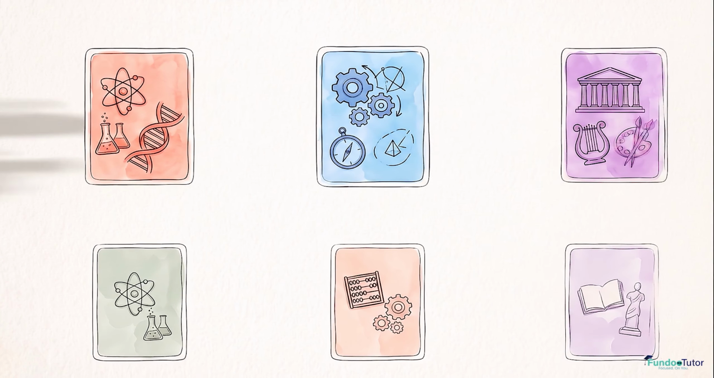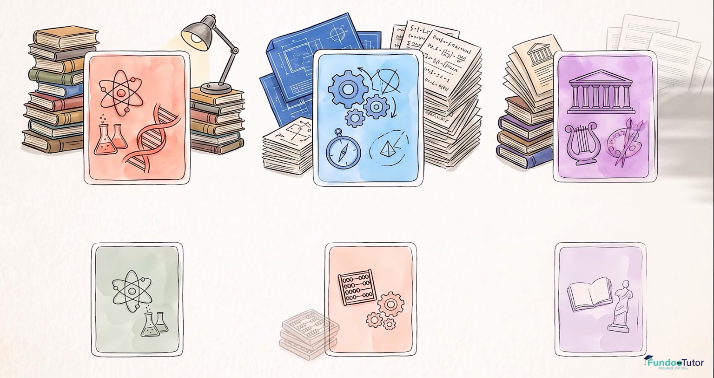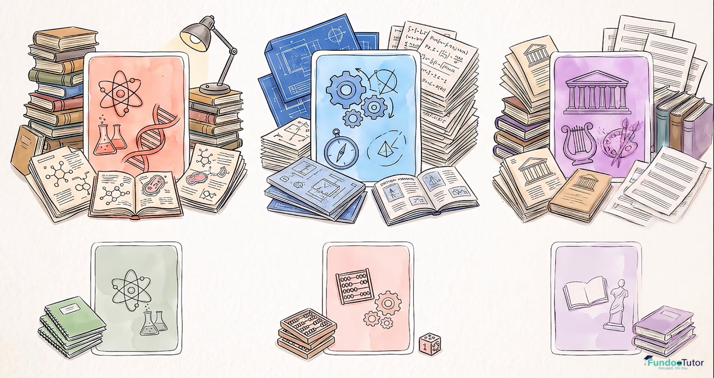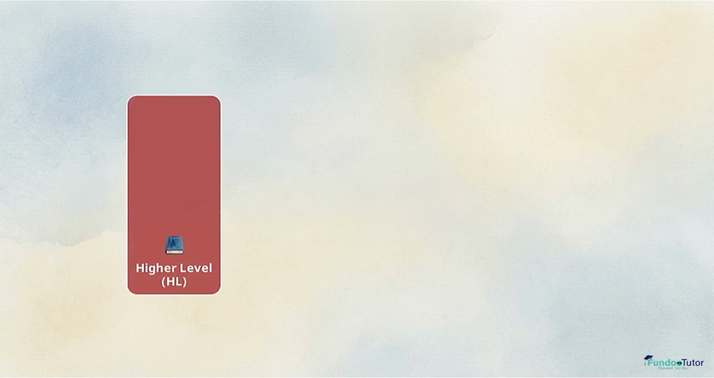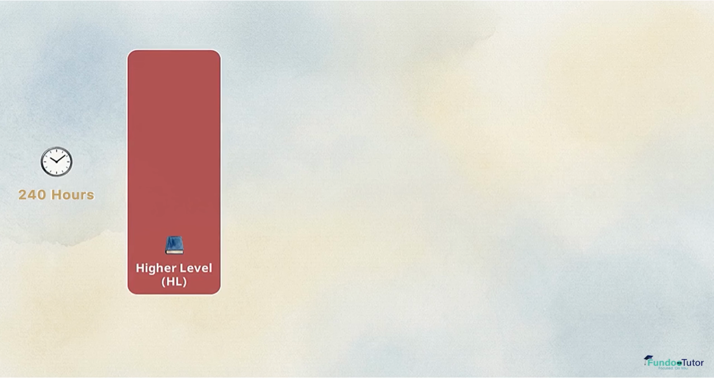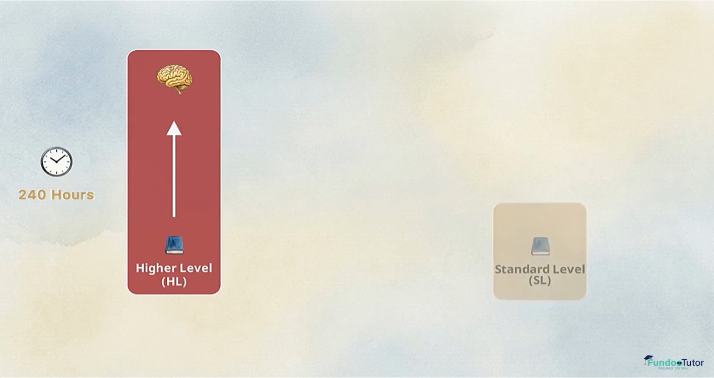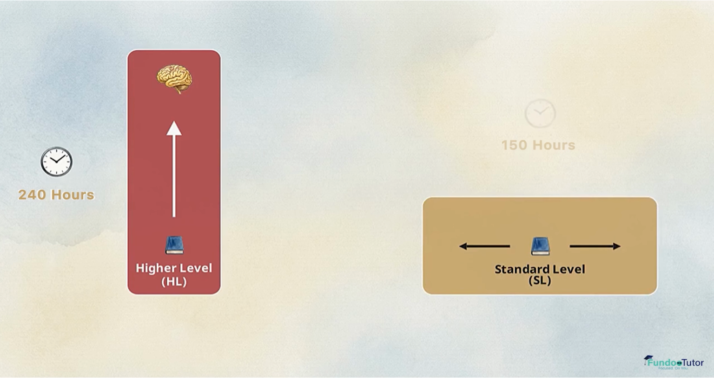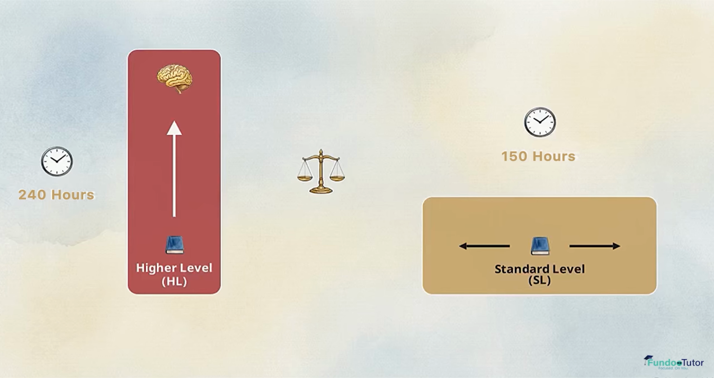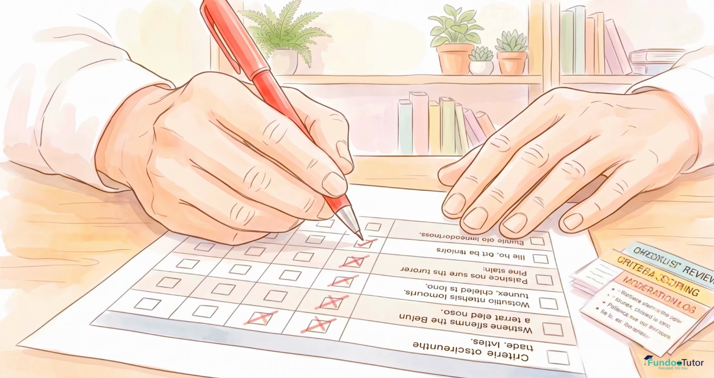Within those 6 subjects, students distribute their effort across 2 distinct levels of intensity. Higher level, or HL courses, require 240 teaching hours. These subjects demand a more rigorous exploration of complex topics and the development of higher-order analytical skills. Standard-level courses provide a broad foundation in a subject, typically completed over 150 teaching hours. Scoring these courses involves 2 different assessment methods.